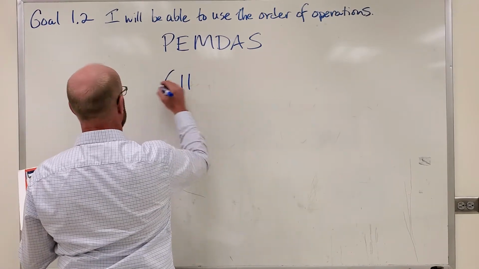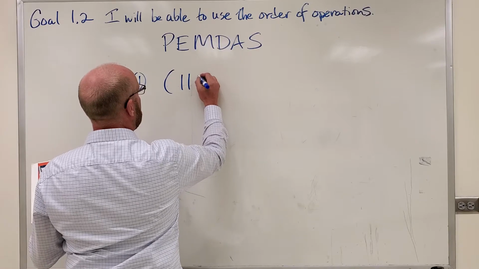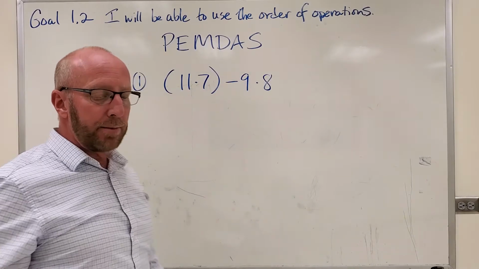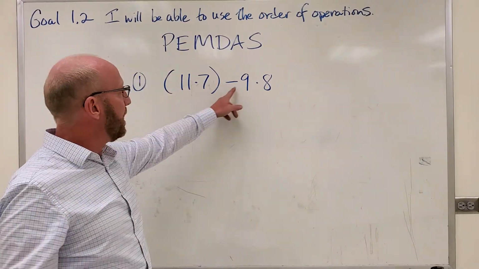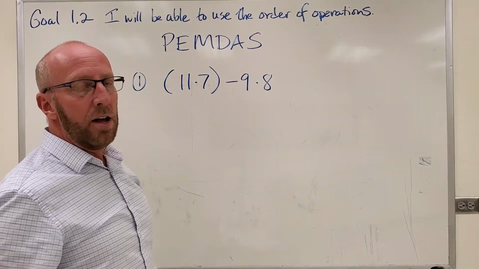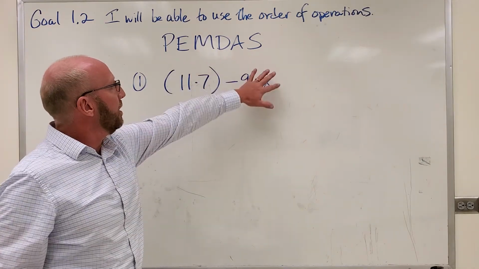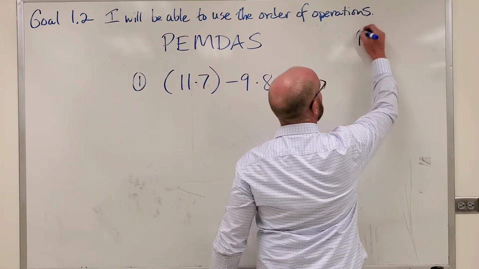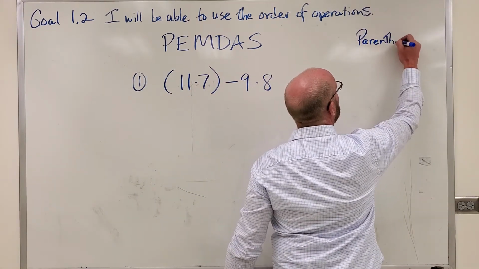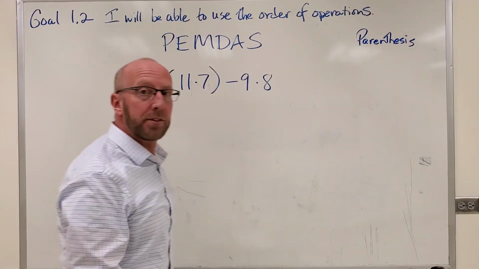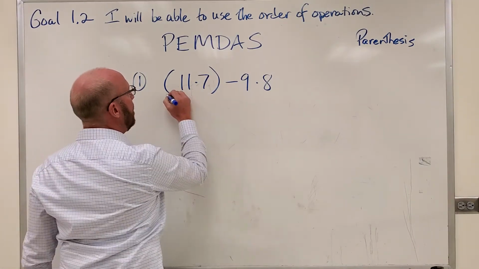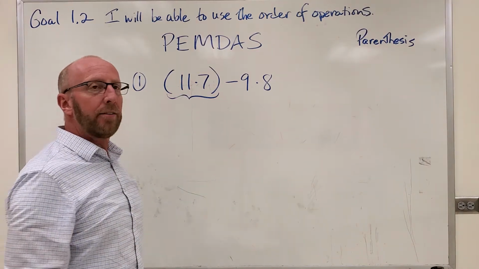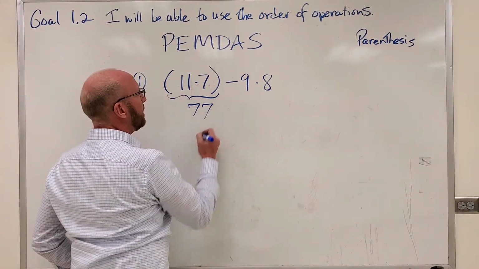Let's do an example. Number 1: 11 times 7, in parentheses, minus 9 times 8. So I'm going to look at my expression. I'm going to do parentheses first. The P stands for parentheses, and sure enough, I have a parenthesis, so I'm going to solve it first. What is 11 times 7? This dot means multiply. 11 times 7 is 77. So I'm going to write that down.